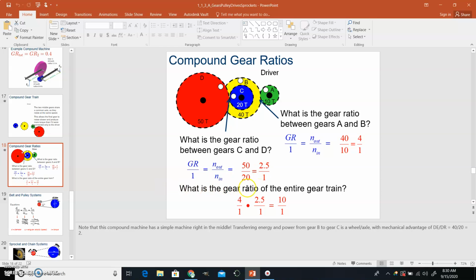Okay, what is the gear ratio for the entire gear train? But first we have to look at what is the gear ratio between gears A and B. So we have to do that problem. Obviously, it's the same deal. It's 40 over 10. Divide that out, it's 4 over 1. All right. So what is the gear ratio for the entire system? It's 4 over 1 times 2.5 over 1, and you should get 10 over 1. That should be what you'd get for that one right there.